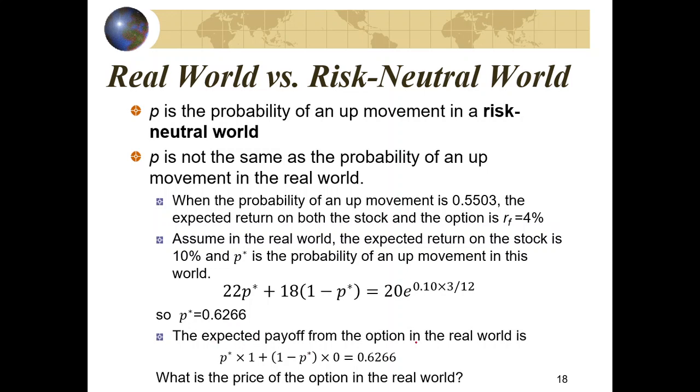Now, the expected payoff from the option in the real world is P star times 1 plus 1 minus P star times 0, which will give us 0.6266. Now, we found the expected payoff of the option in the real world. What's the next step? The next step is we discount this expected payoff to today's value to find its present value and find its price.